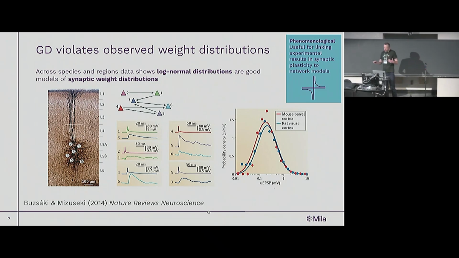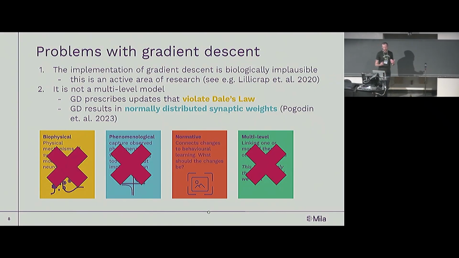So none of this subtracts from gradient descent's power as a normative learning algorithm, but it does mean that if we're trying to inch towards better multi-level models of the brain, it's perhaps not ideal. So can we develop something that doesn't violate these principles? Can we get to the point where we not only have this normative component that gradient descent gives us, but something that ideally doesn't violate something as basic biophysically as Dale's law and doesn't lead to a clear split with the phenomenological data with regards to the synaptic weight distributions.